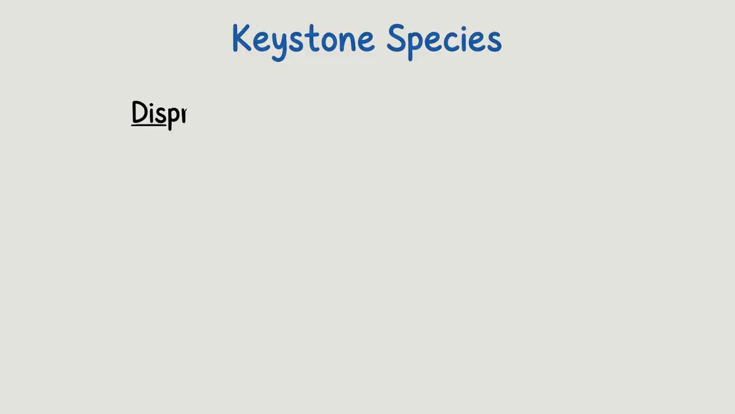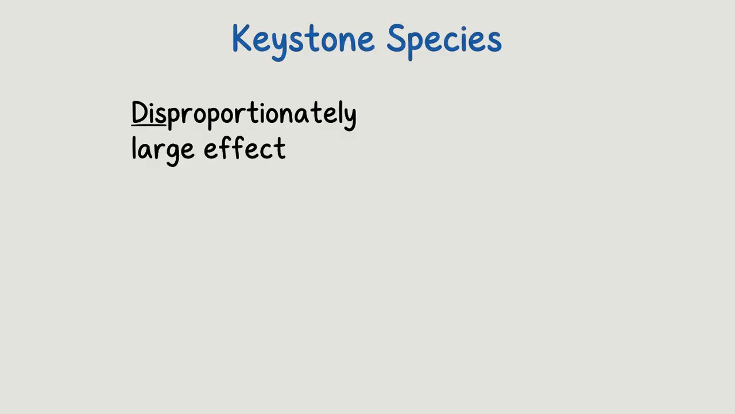A keystone species is a species that has a disproportionately large effect on the structure, diversity, or functioning of an ecosystem relative to how abundant it is. In simpler terms, it might be rare or small in number, but what it does matters far more than how many of it there are.